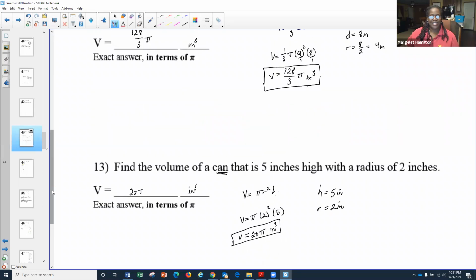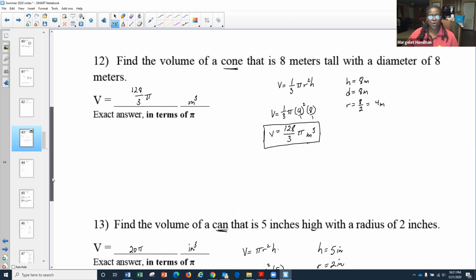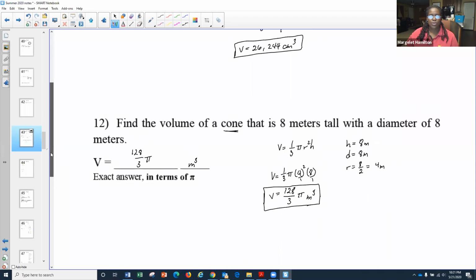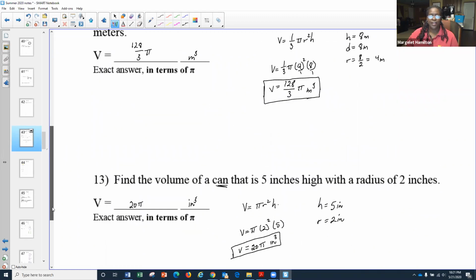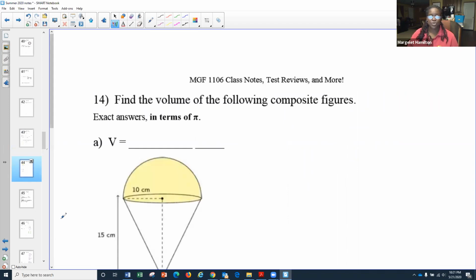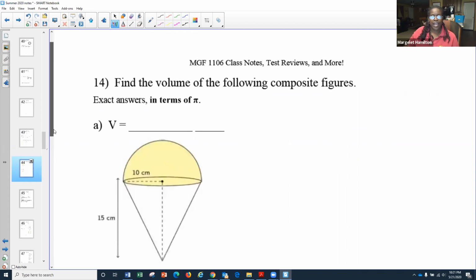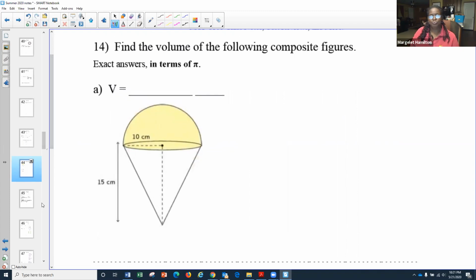All right. So we looked at these individual forms: our cone, our sphere, and our can. Let's hit up these last two problems where we're looking at our composite figures for the volume.